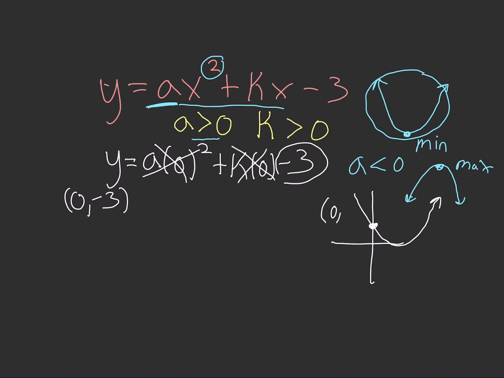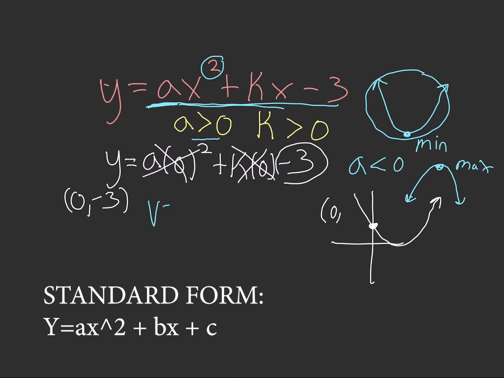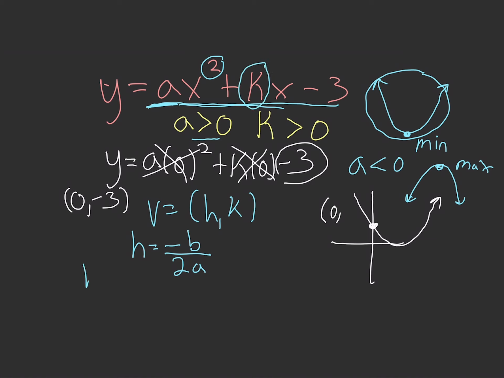Remember that the vertex in standard form, the vertex (h, k), that h value is always the opposite of b all over 2 times a. Well, for b, in this case, b is the k. So b is k in our little function here. And the a value is also called a in this one. So my h value is going to be negative k all over 2a.